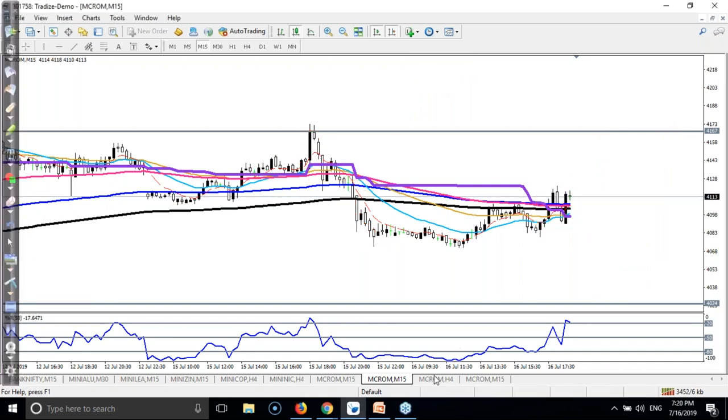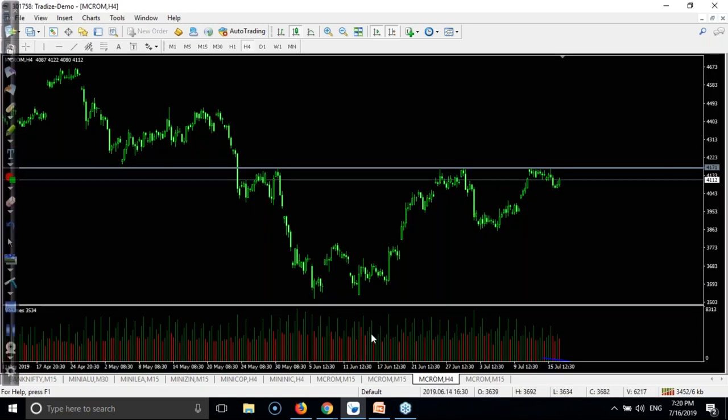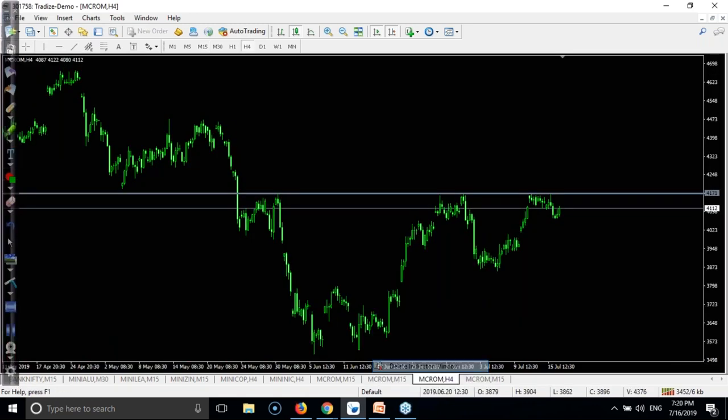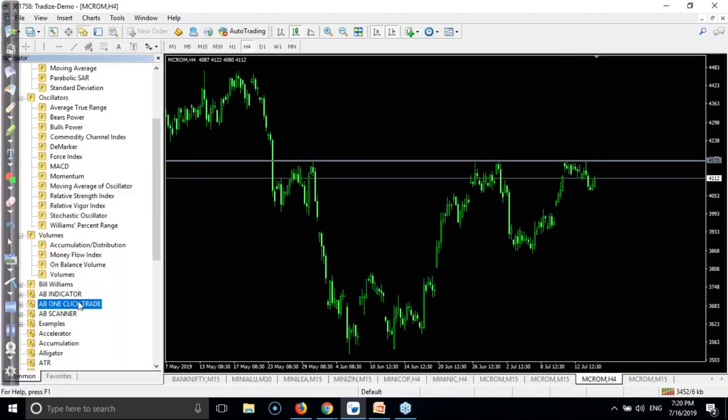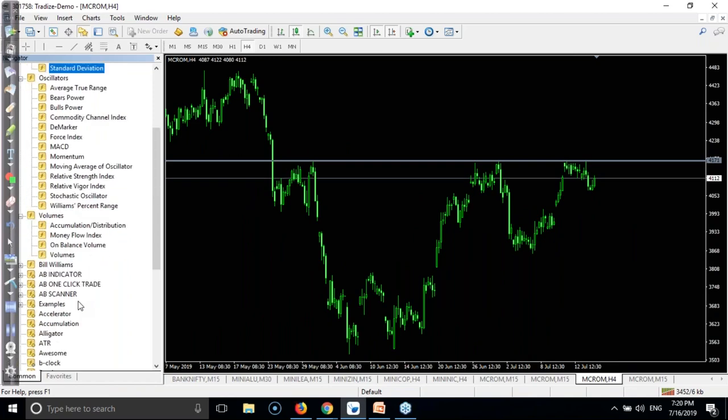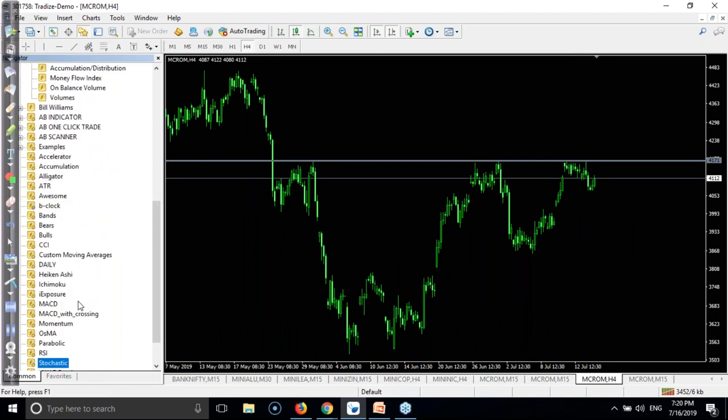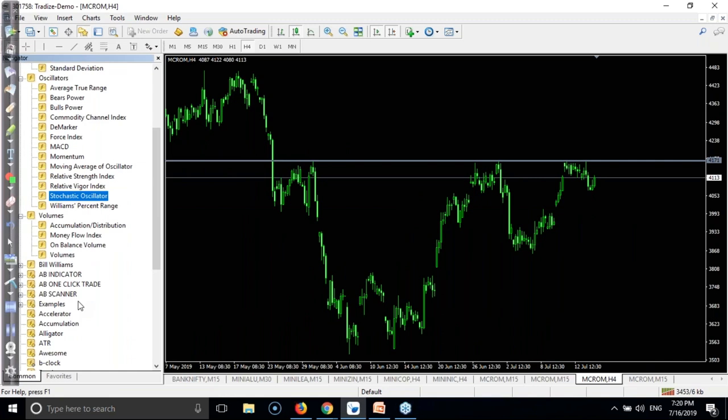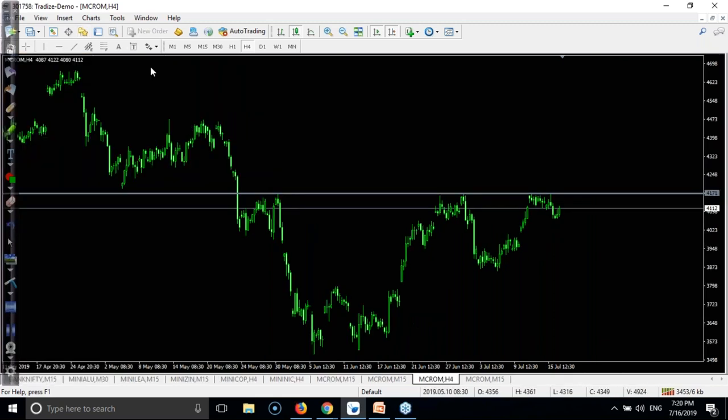Some people are using Supertrend. Let me remove this one. So I want to add Supertrend here, right? I think I already had Supertrend here. Most people are using Supertrend. I think I removed this Supertrend. Here there is no Supertrend. No, I don't have Supertrend because I mostly never use any indicator, and I'm just using this fully. I'm analyzing the market, looking for an entry and exit point like that.